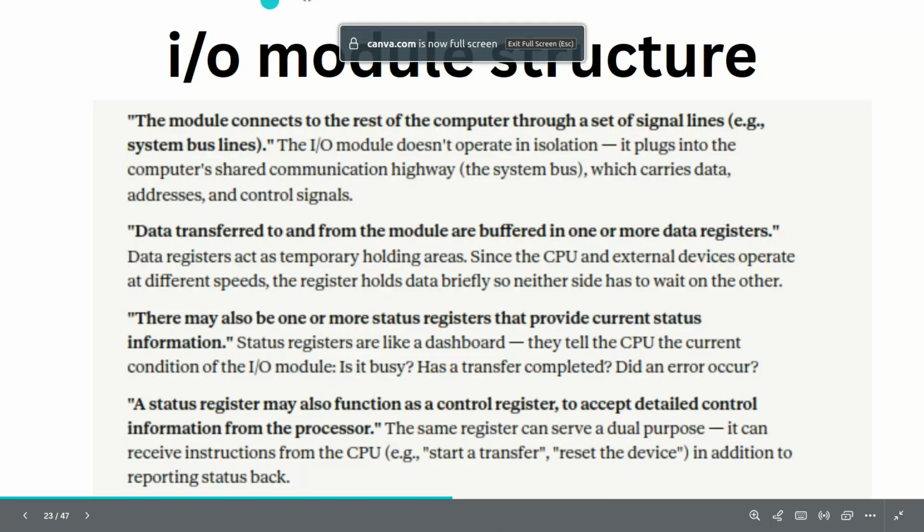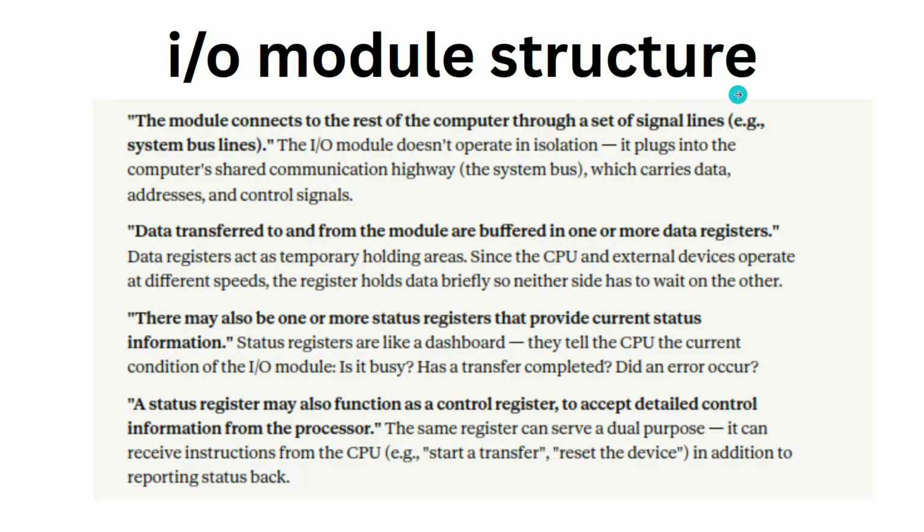So this is part 3 of module 4 in COA. Here we will start our discussion on IO module structure. In IO module structure, we are going to learn the structure of the IO module.